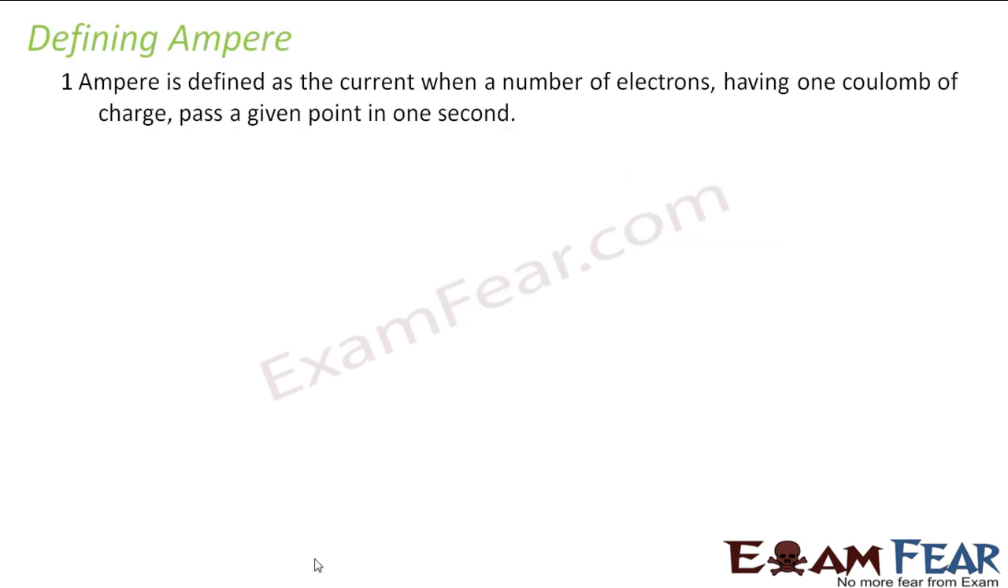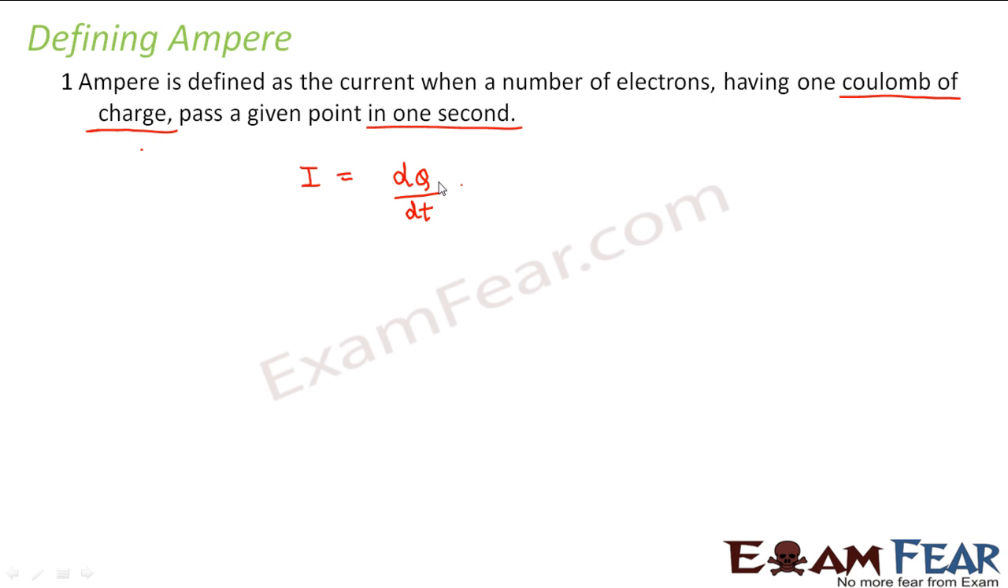Now let us go ahead and define ampere. Just now I told that the SI unit of current is ampere. So 1 ampere is defined as the current when a number of electrons having 1 coulomb of charge pass a given point in 1 second. It was very simple to define this because in the previous slide I told that current is defined as the rate of charge flow, that means dq by dt, that is charge per unit time.